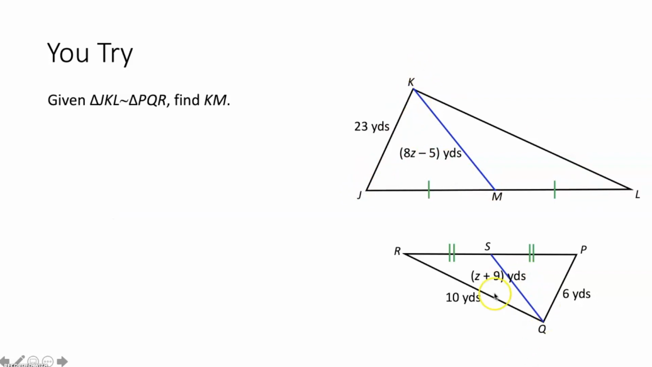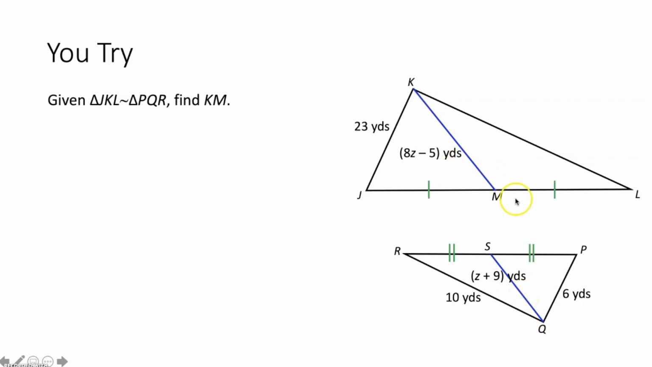We also see in our similar triangle down here, we have a segment QS that goes from a vertex to the midpoint of the opposite side, making it a median as well, only this time in triangle PQR. Now, based on our similarity statement and these two figures, you see that segment KM, the median in this triangle, corresponds to segment QS, the median in this triangle.